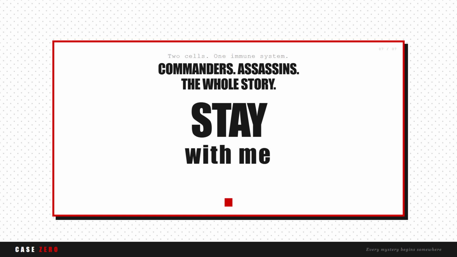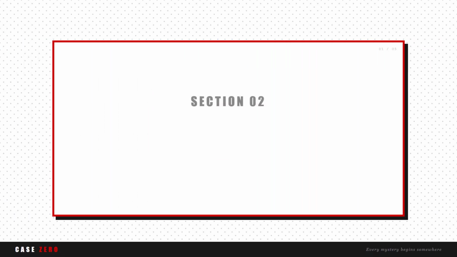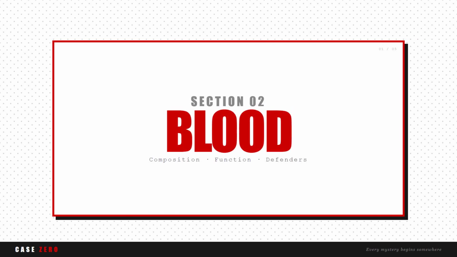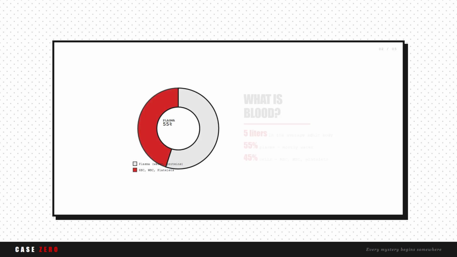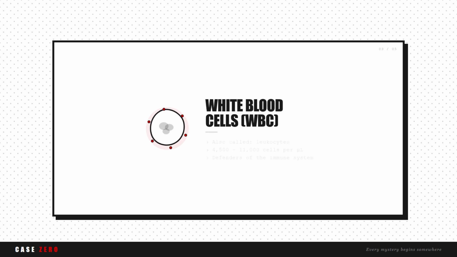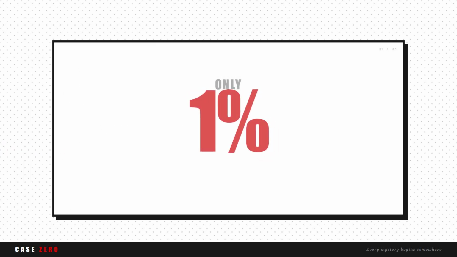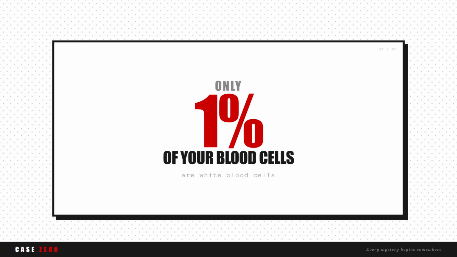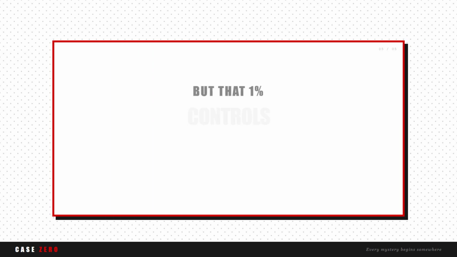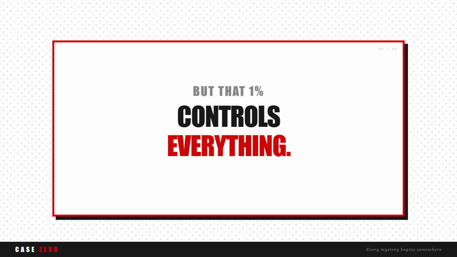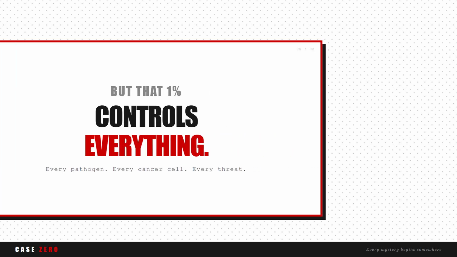This is Case Zero. Blood is composed of four major components. Plasma, the liquid matrix carrying proteins, electrolytes, and nutrients. Erythrocytes, red blood cells responsible for oxygen transport. Thrombocytes, platelets that mediate hemostasis and clot formation. And leukocytes, white blood cells, the cellular foundation of immune defense. It is within the leukocyte population that our story begins.